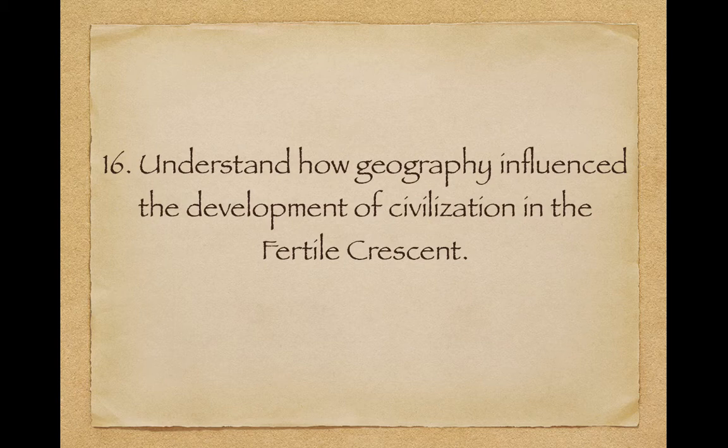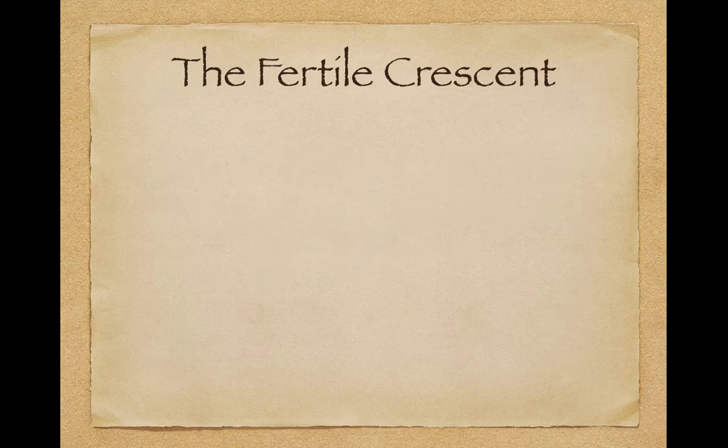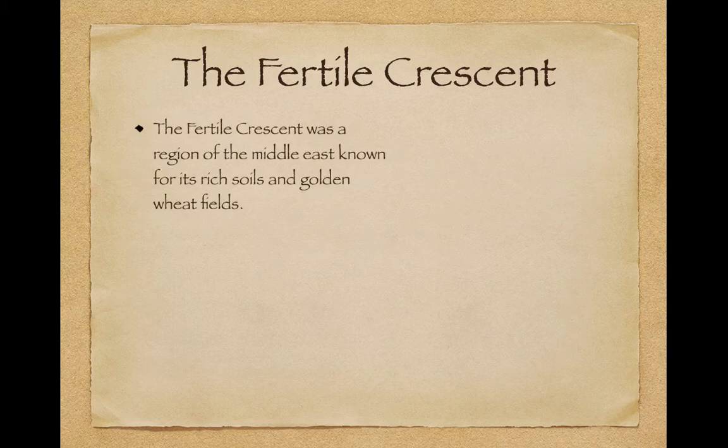All right, so again, first of all, looking at the geography. So we're going to look at this place called the Fertile Crescent. What is the Fertile Crescent? Where is it? That type of thing. Right, so the Fertile Crescent is this place in the Middle East that's known for its rich soils and golden wheat fields. This was a place where people could farm. So the world's first civilization is going to happen really where the best farming was found in the world, especially in this part of the world.